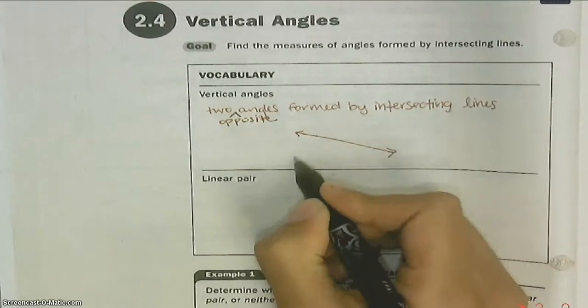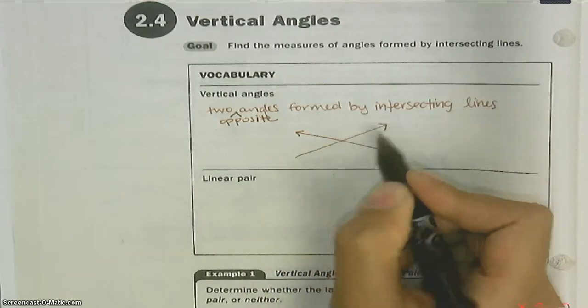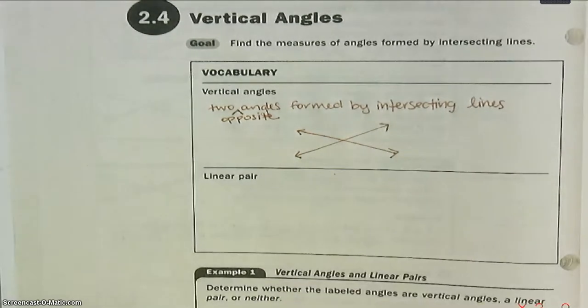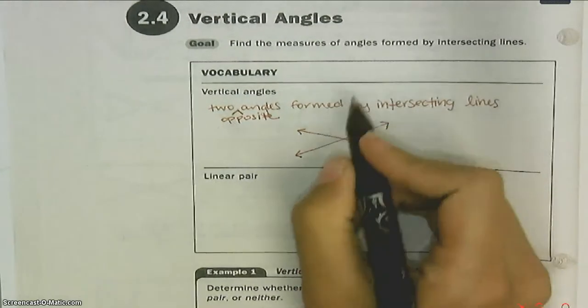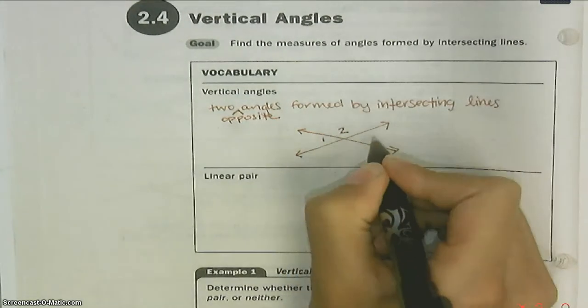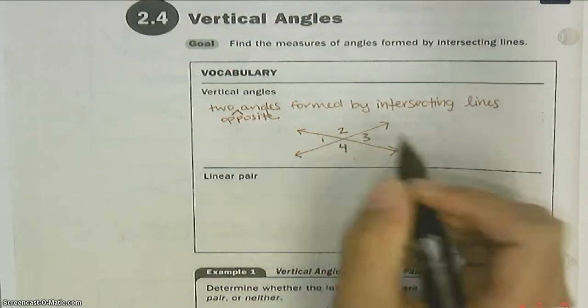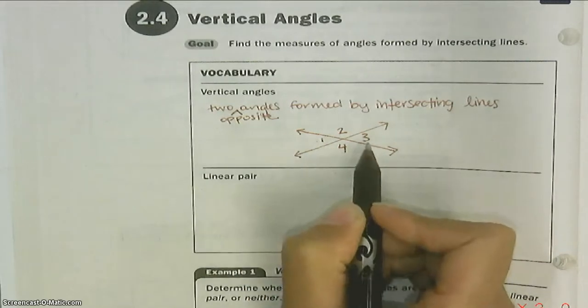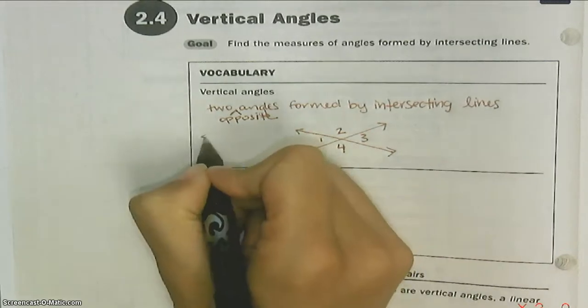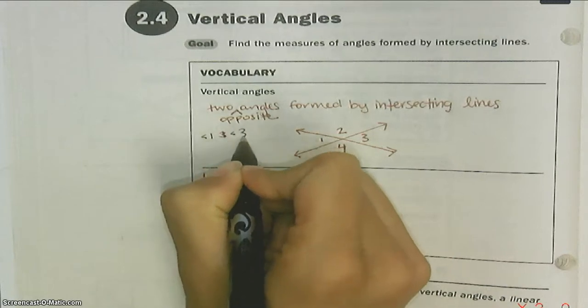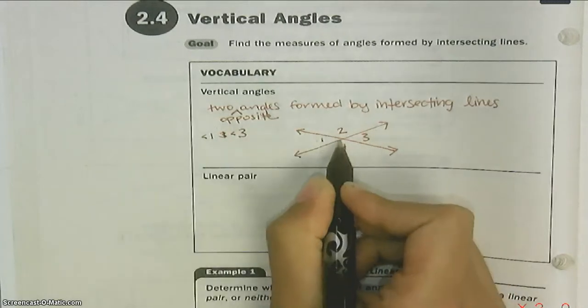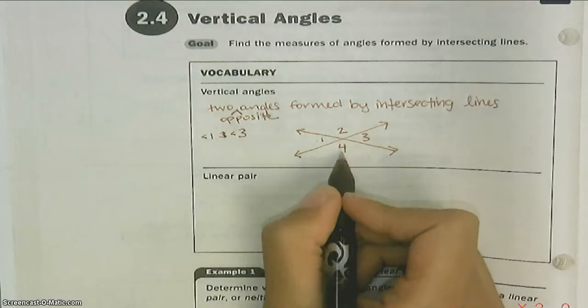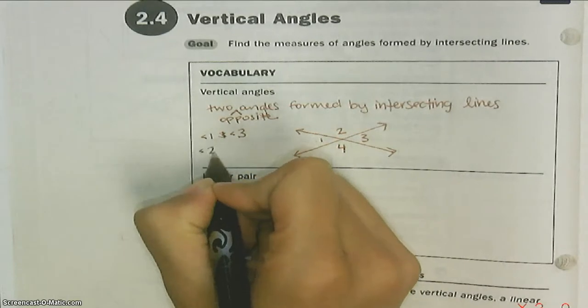So here's two lines that intersect. Right? Intersect just means cross. And we're looking at angles that are opposite each other. So I'll label these. So 1 and 3 are vertical angles because they're opposite each other. Then the other pair would be 2 and 4 because they are opposite each other.